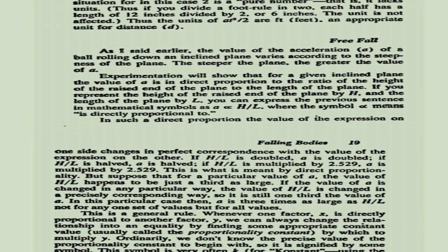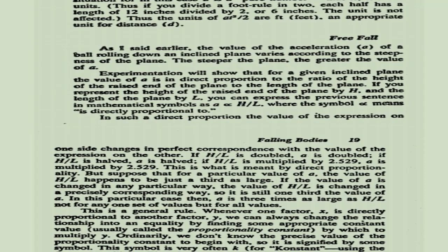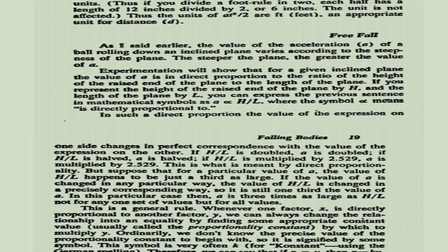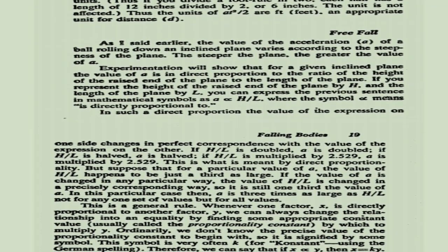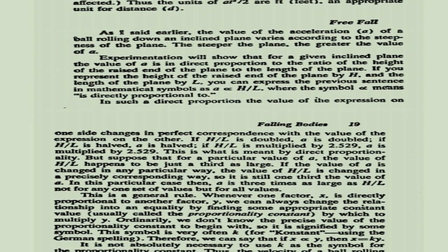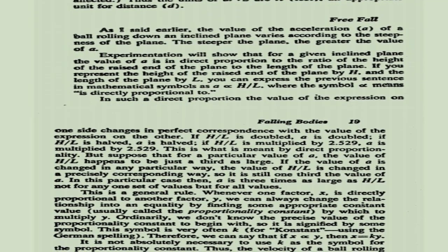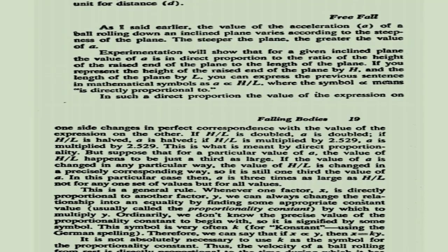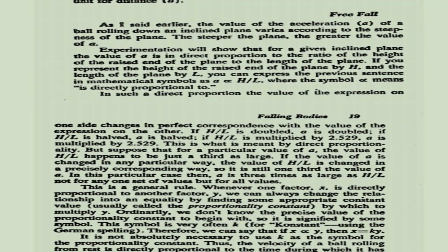It is not absolutely necessary to use k as the symbol for the proportionality constant. Thus, the velocity of a ball rolling from rest is directly proportional to the time during which it has been rolling, and the distance it traverses is directly proportional to the square of that time. Therefore, velocity is directly proportional to time, and distance is directly proportional to time squared.